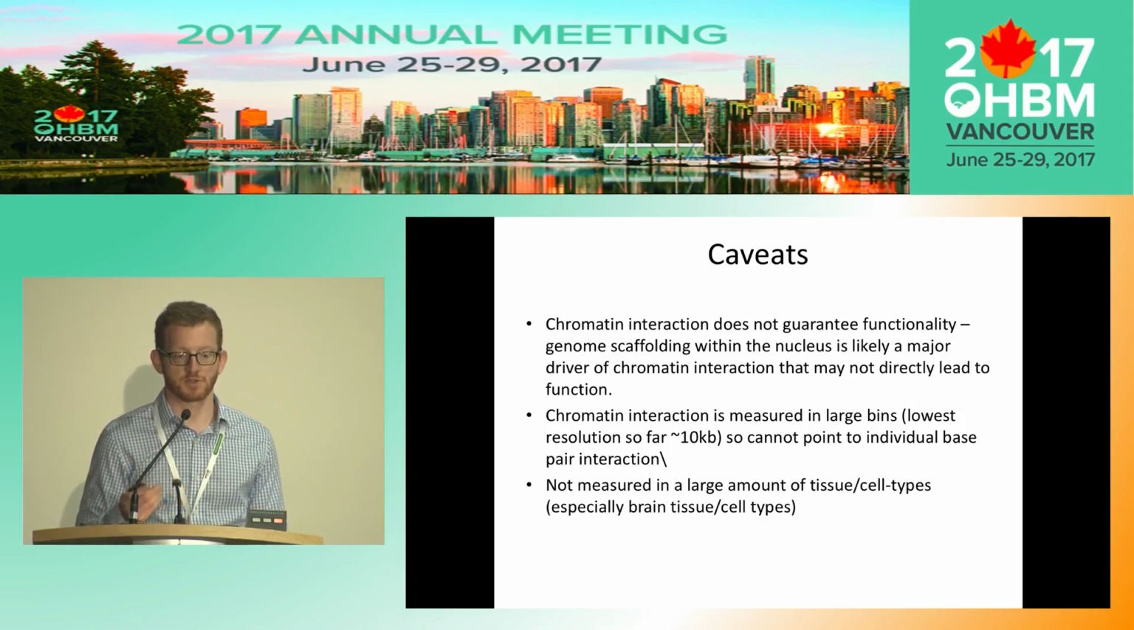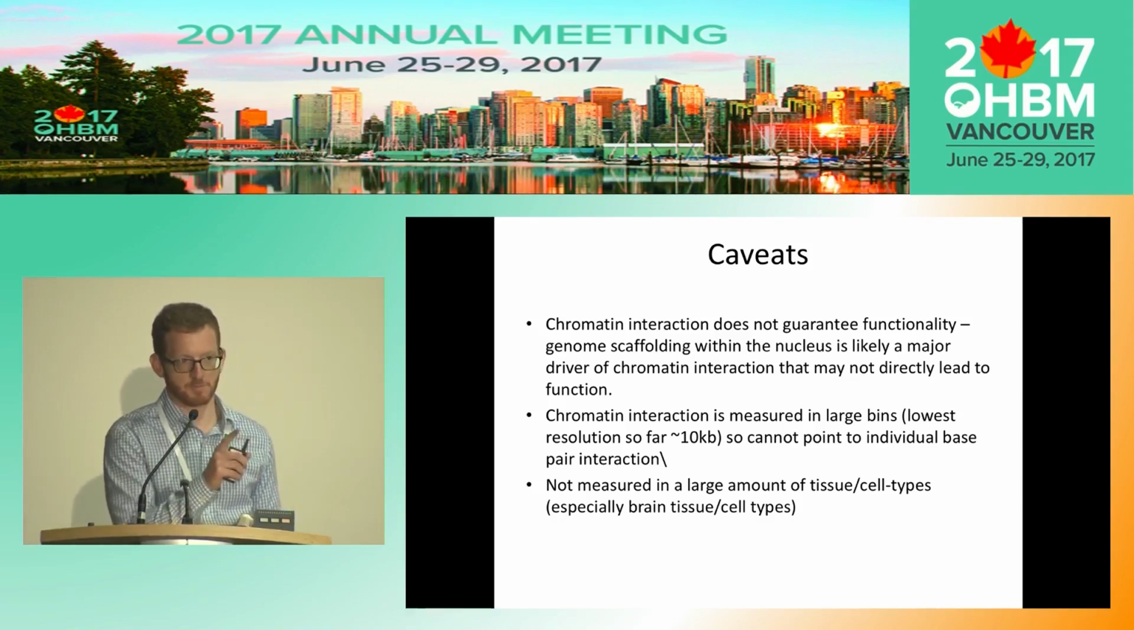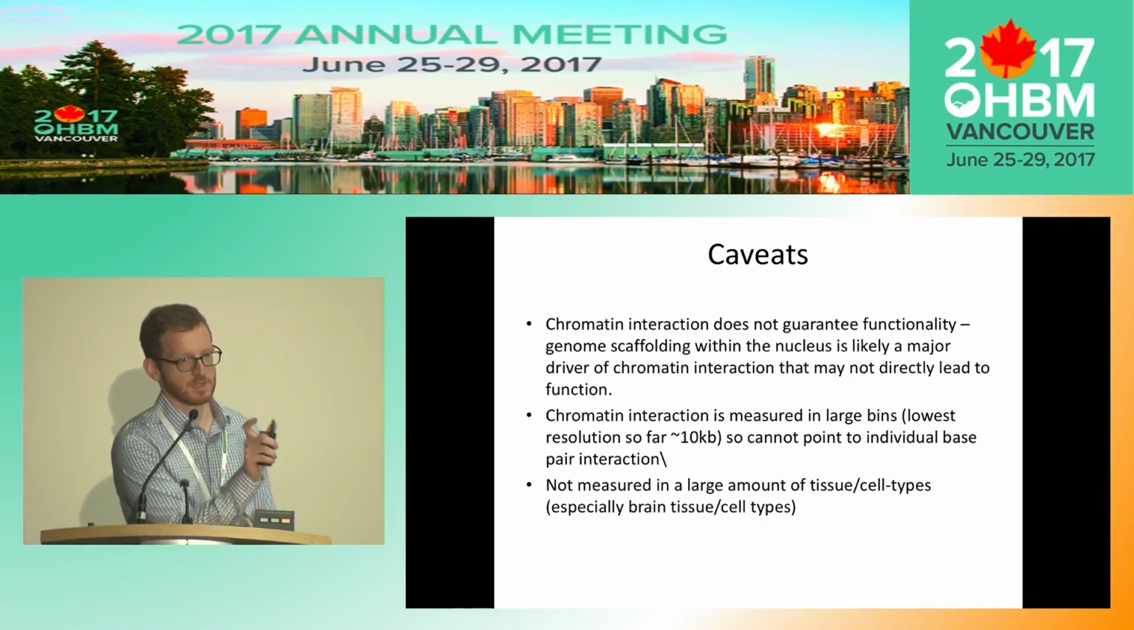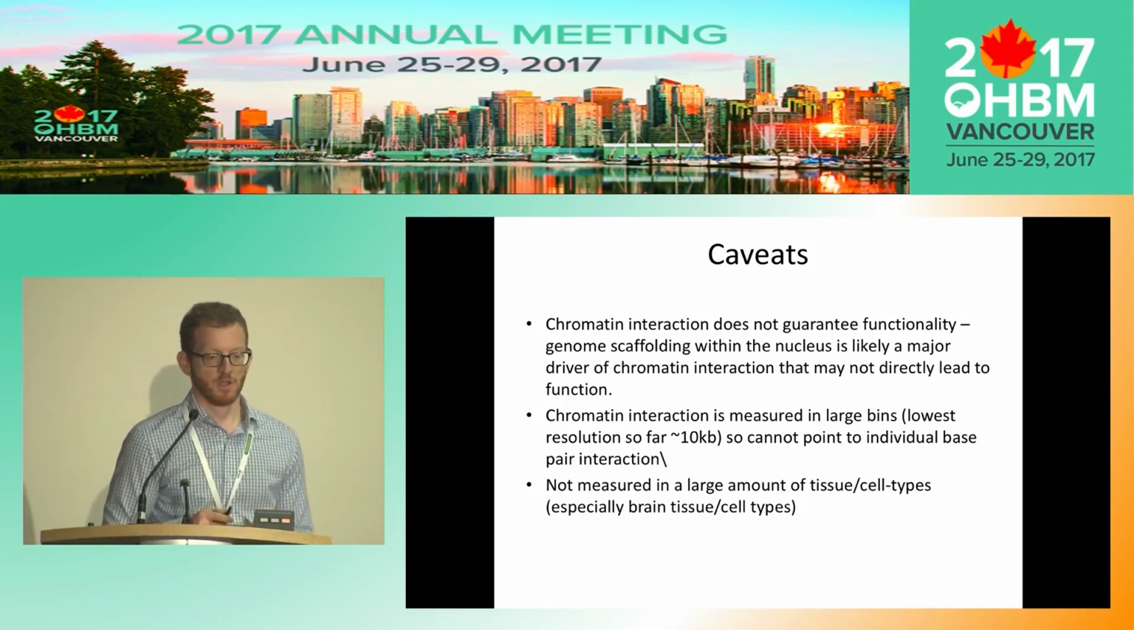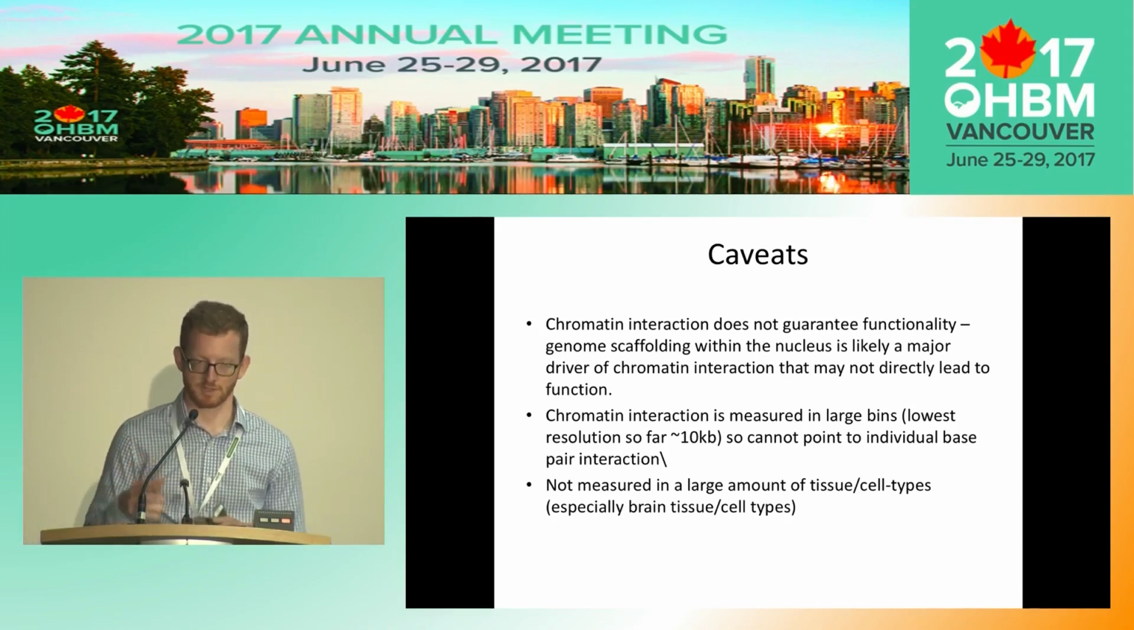So chromatin interaction is measured in large bins. The highest resolution so far is around 10 kb, so it can't point us to an individual base pair of interaction. Even though that SNP is really what we want to study, we study 10 kb around that SNP. Also, since it's very, very expensive, usually you have to do whole flow cells, which are tens of thousands of dollars to get enough data for this. It's not been measured in a large amount of tissue or cell types yet.